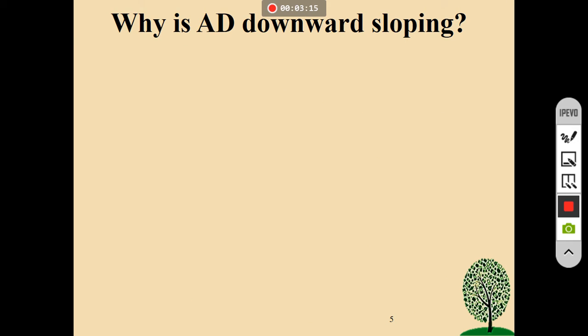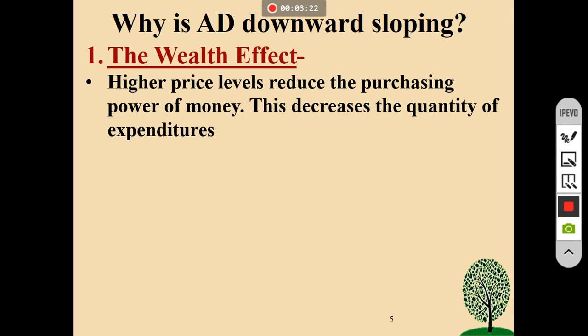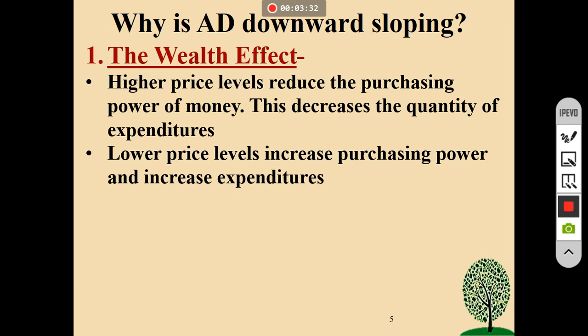So let's explain why it looks the way it does. There are three reasons why it's downward sloping. First one's what we call the wealth effect. Higher price levels reduce the purchasing power of money. This decreases the quantity of expenditures, right? We see inflation, people can't buy as much, therefore GDP goes down.